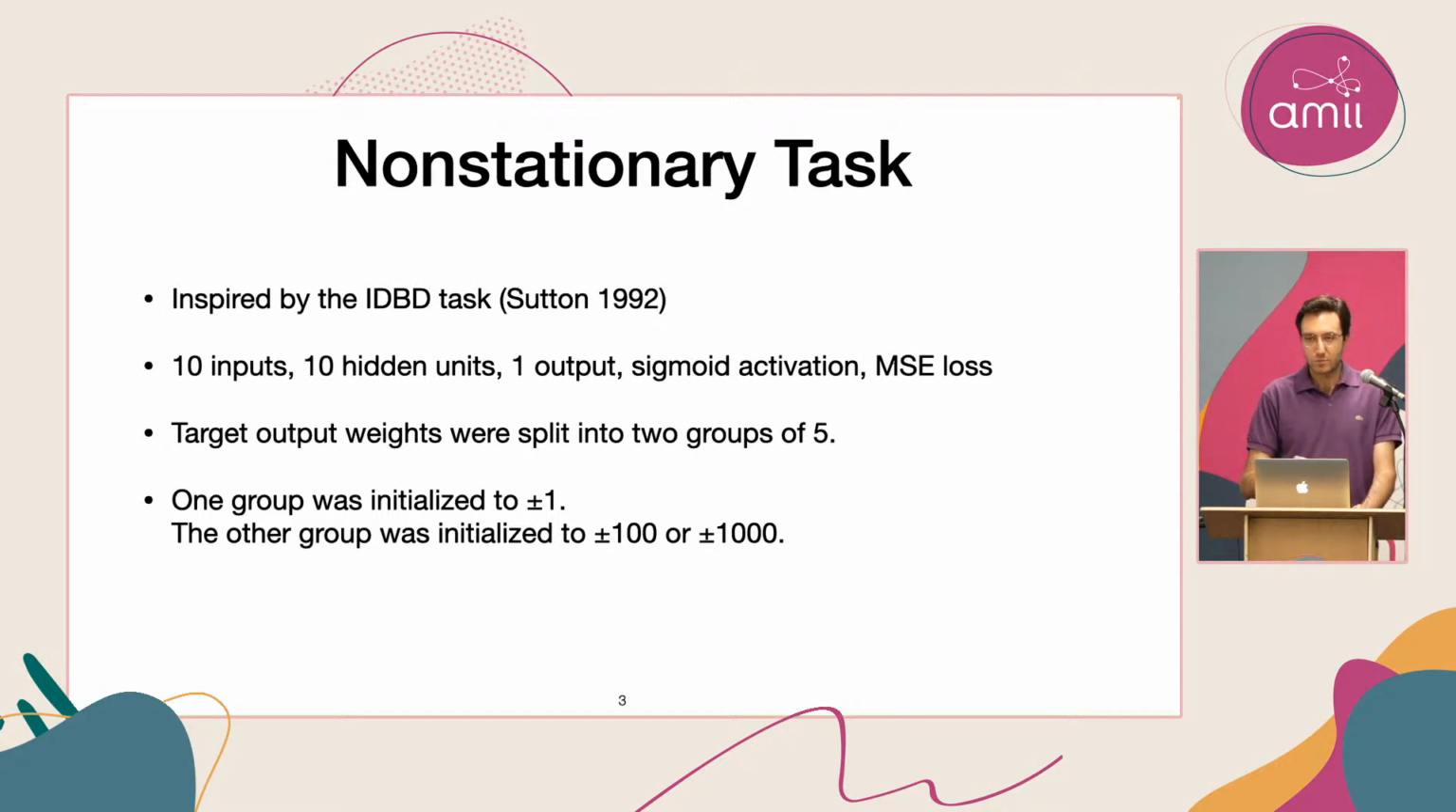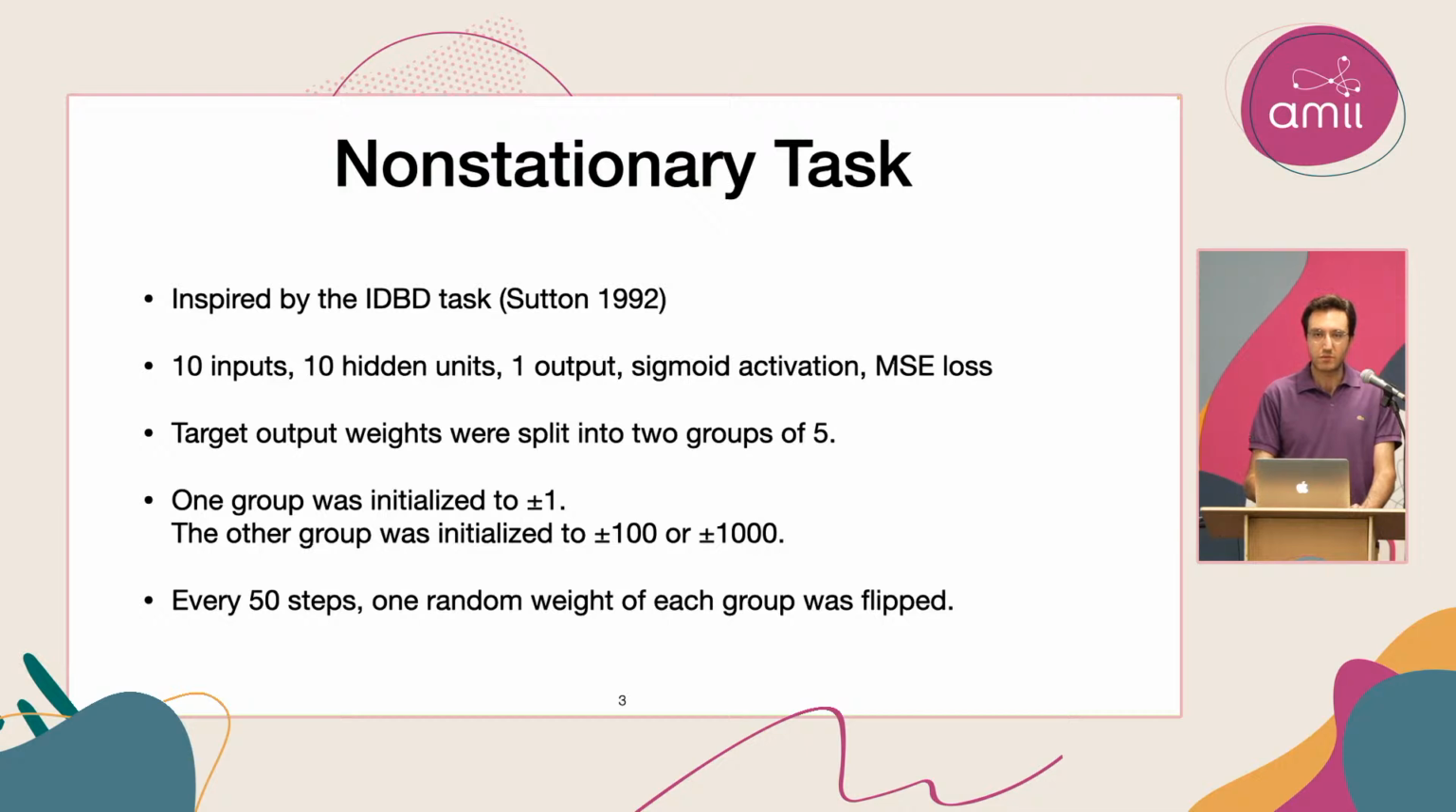So these are 2 separate problems. One is low magnitude, 100, and one is high magnitude, 1000. And then since it's a non-stationary task, we're flipping the signs of 2 output weights every 50 steps, one of each group. So one from the ones that have magnitude of 1, and one from the ones that have magnitude of 100 or 1000. We flip the sign.